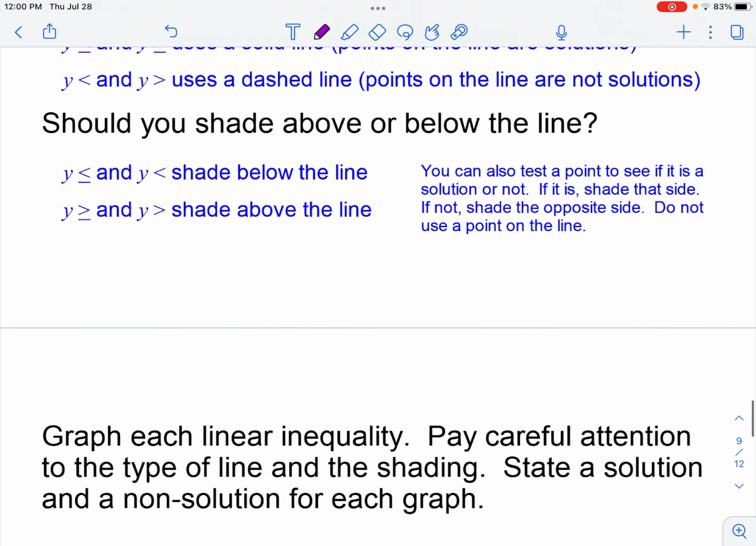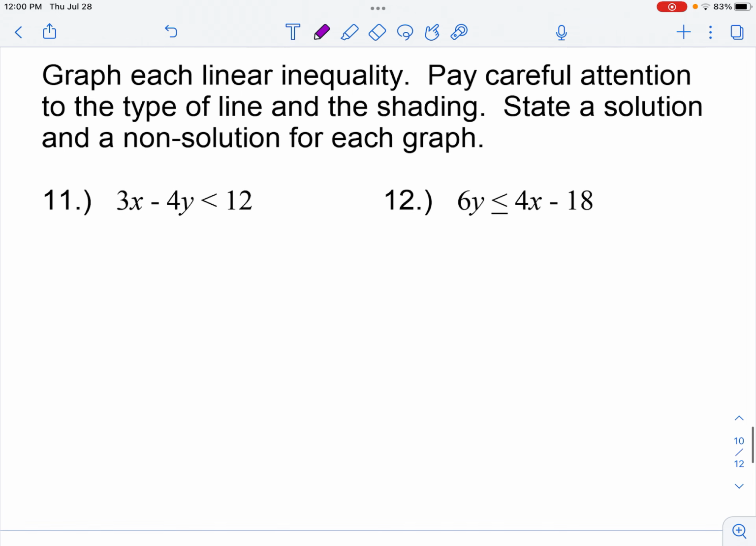All right, so let's take a look at a couple graphs for these. So we're going to graph each linear inequality and pay careful attention to the type of line. All right. We're going to also state a solution and a non-solution. So we're just going to identify coordinate points that actually work for the shaded areas.